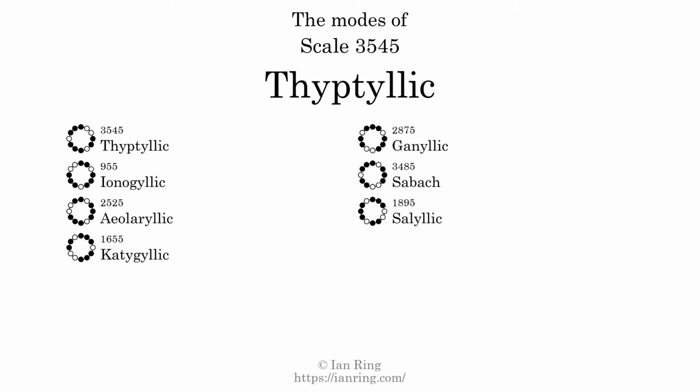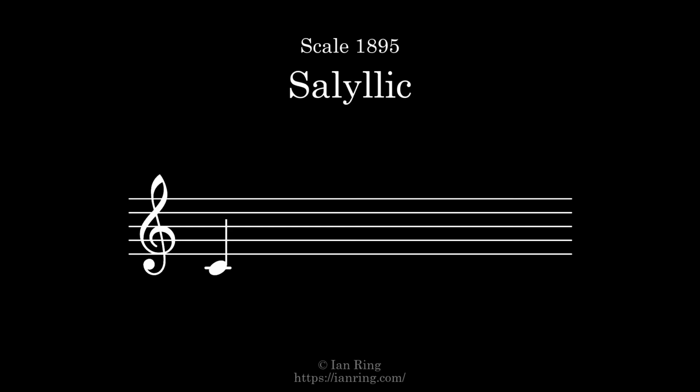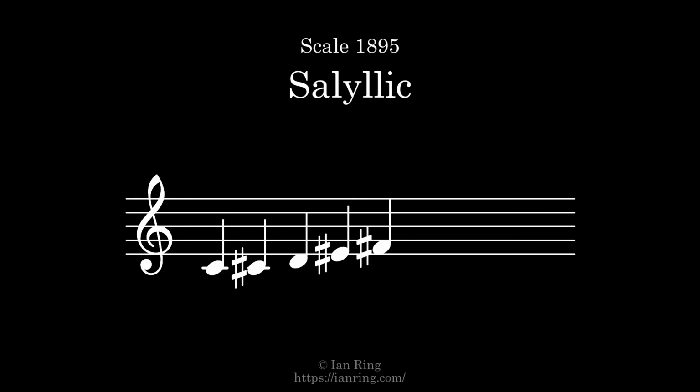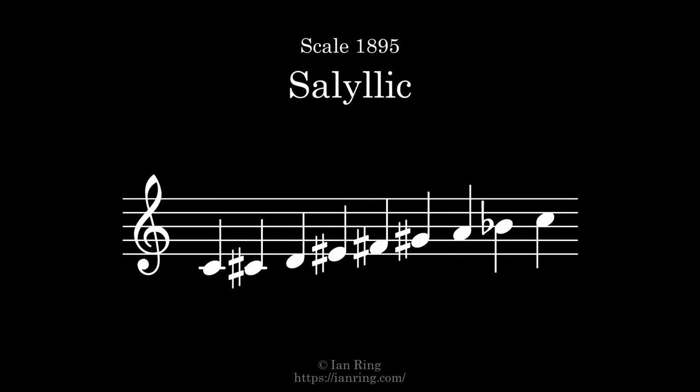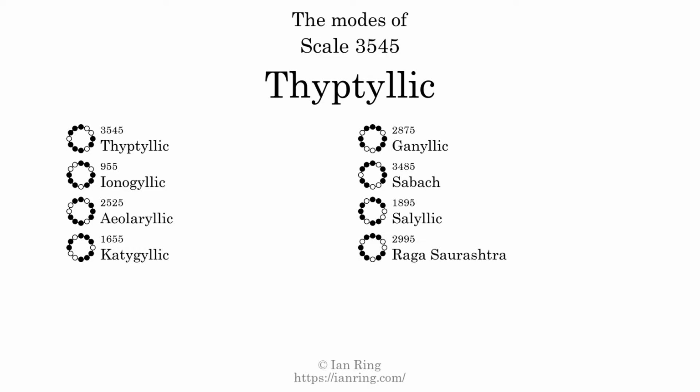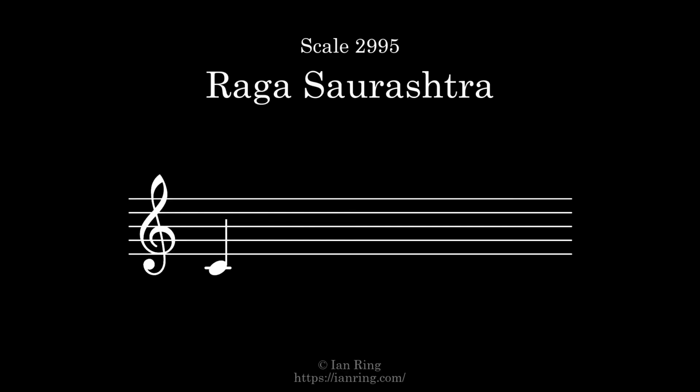The seventh mode is scale 1895, also known as Thyptyllic. It sounds like this. The eighth and last mode is scale 2995, also known as Raga Sarashtra. It sounds like this.